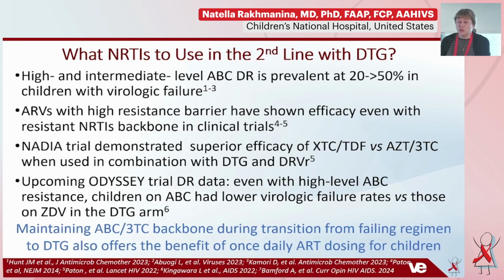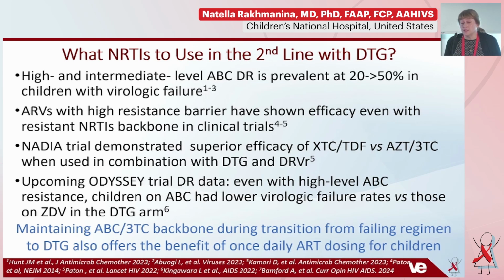Well, let's look at the second question: what NRTIs to use in the second line with DTG? We're all concerned because we know of high and intermediate abacavir drug resistance levels being prevalent in children with virological failure. But we also know from well-designed adult randomized clinical trials, starting with the EARNEST trial and NADIA trial, that ARVs with high resistance barriers, such as PIs and DTG, have shown efficacy even with a fully compromised and resistant NRTI backbone. And the NADIA trial has demonstrated superior efficacy of FTC-TDF over AZT-3TC when used in combination with two strong anchor drugs.